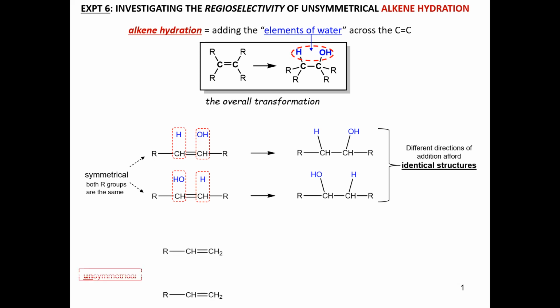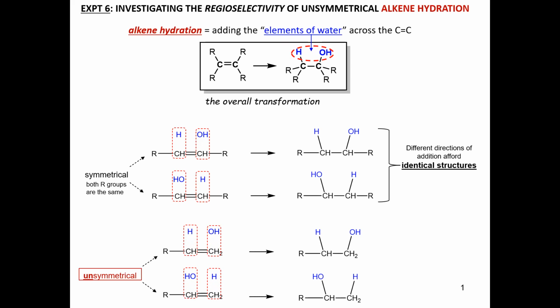However, when the alkene undergoing hydration is unsymmetrically substituted, when the carbon-carbon double bond is unsymmetrically substituted, as is the case in this monosubstituted alkene, the two possible modes of addition lead to isomers, different products. These are not identical. These are isomers, specifically referred to as positional isomers, or more commonly called regioisomers.